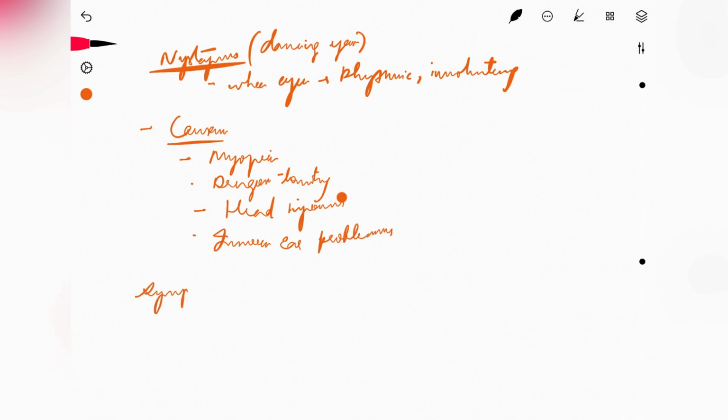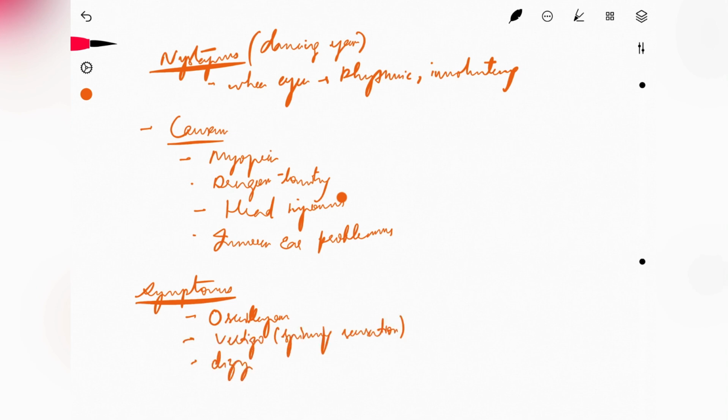Very common symptoms of nystagmus are oscillopia, which is nothing but a shaky image perceived due to jumbled eye movements. It can also result in vertigo, dizziness, strabismus, decreased visual acuity, and holding the head in a tilted position.